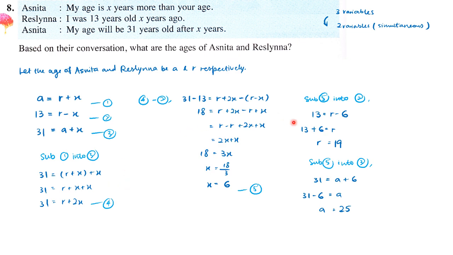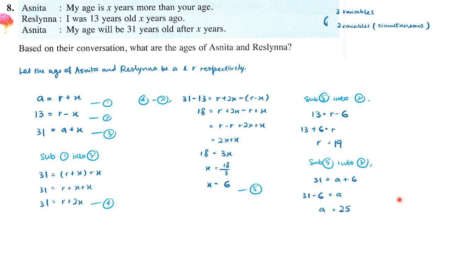Now substitute 5 into 2. Substitute 5, which is X equals 6, into 2. Equation 2 says 13 equals R minus X. X equals 6, and I'll find that R equals 19. Substitute 5 into equation 3, as I've said just now. Now I get this, and I substitute X, and then 31 equals A plus X, which is 6, and then I found that A equals 25. So I found both of their ages already.